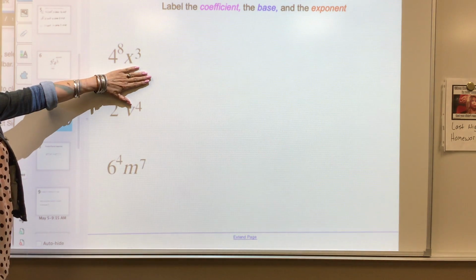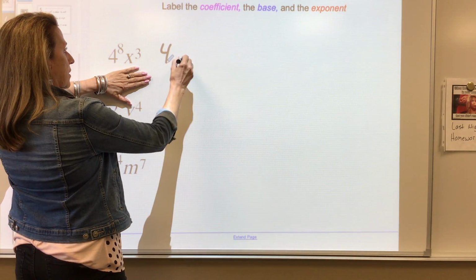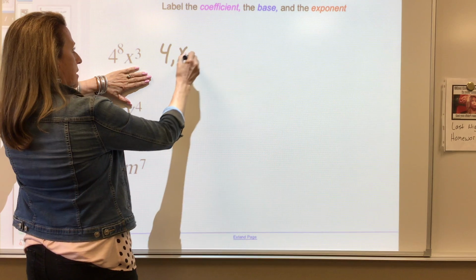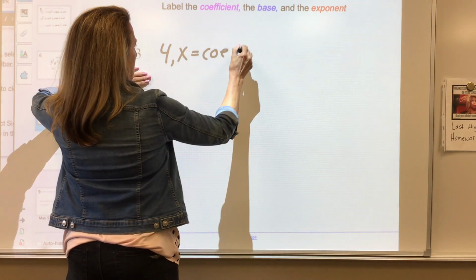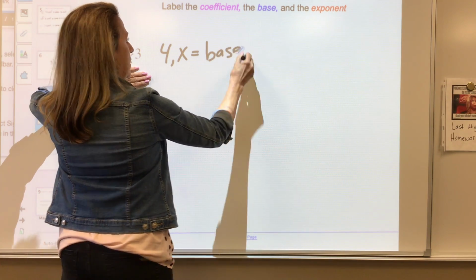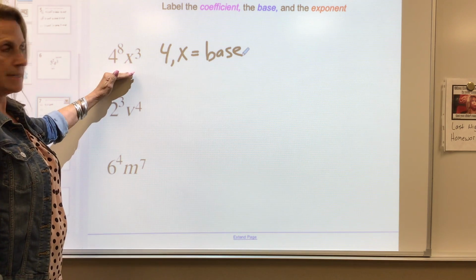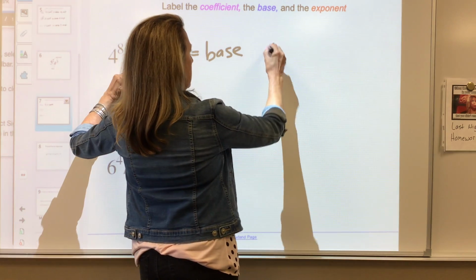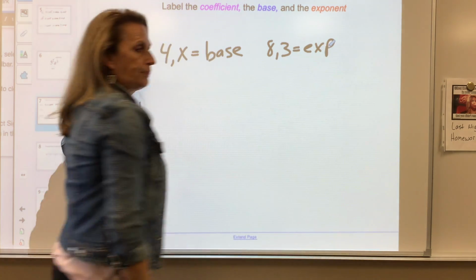So looking at this first one, 4 to the 8th, x to the 3rd, the 4 and the x are both... I'm sorry, I said the wrong word. They are bases. There are no coefficients here because it has that exponent, it makes it a base. And that means my 8 and my 3 are both exponents.